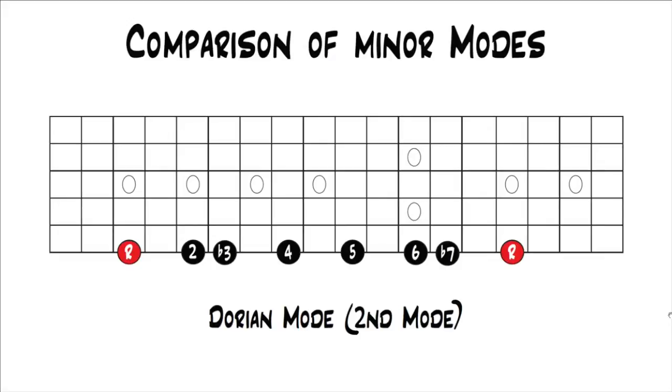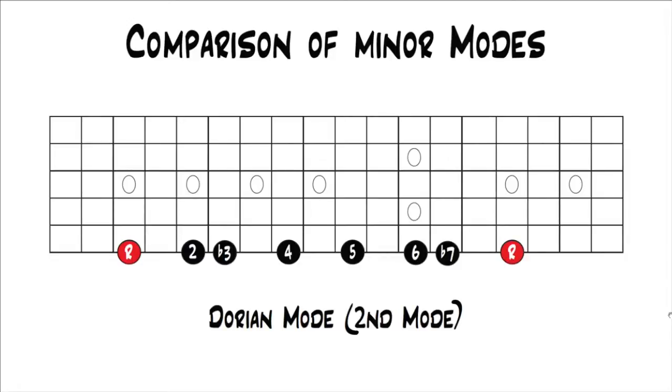So it's the exact same when you're talking about the modes. If you get a minor chord starting on a certain note, you get a minor mode off that same note. So the 2 chord, the 3 chord, and the 6 chord are all minor triads or minor chords. So that means the second, the third, and the sixth modes are all minor modes.